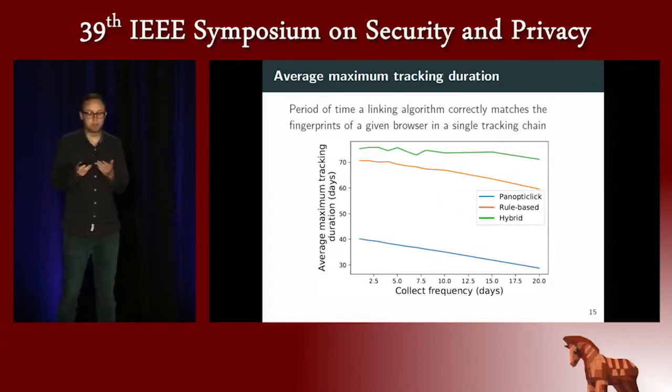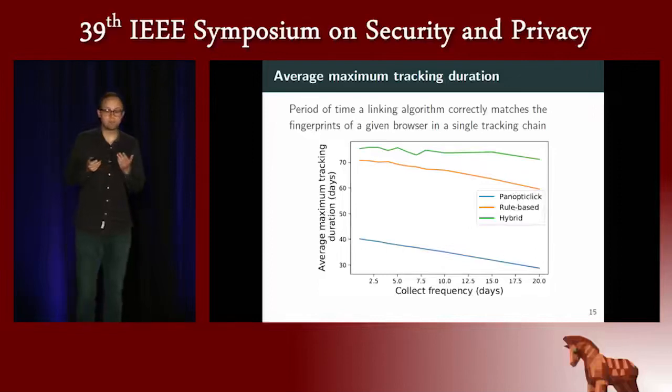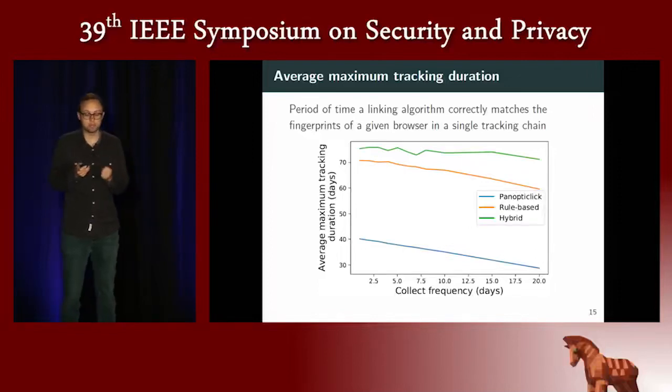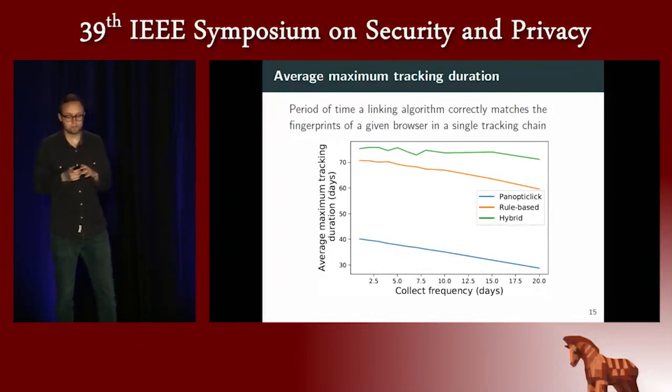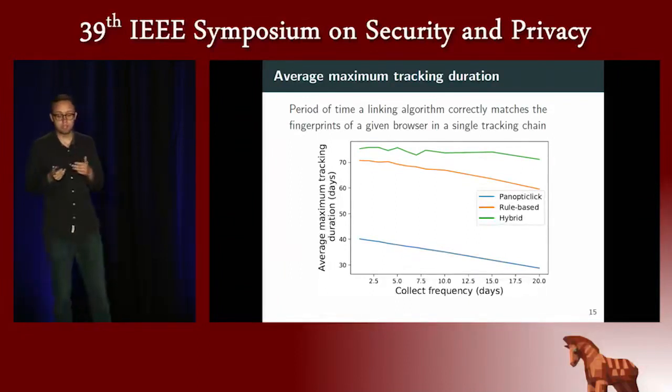So the first metric we use to evaluate the effectiveness of browser fingerprinting for tracking is average maximum tracking duration. The tracking duration is the period of time a linking algorithm correctly matches the fingerprints of a given browser instance in a single tracking chain. So for each user, we take the maximum time it has been tracked, and we average it over all of the browsers. In green, the highest line, it's the hybrid version.